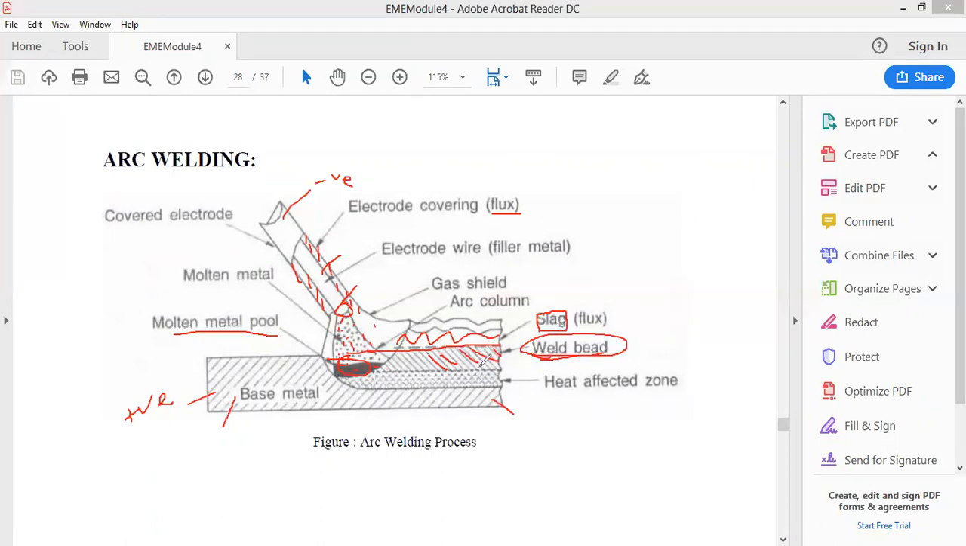And similarly, between these two, the base metal that was previously present, because it was exposed to very high temperature, will have a different color, okay, and its microstructure would have changed, which we'll call the heat affected zone, right? Okay, right. So we'll stop here for today and continue in the next class.